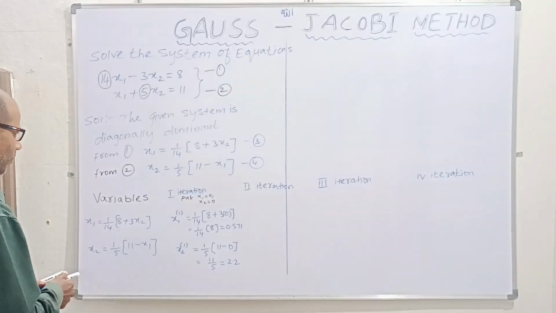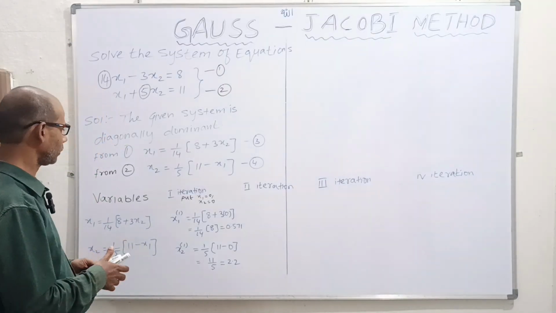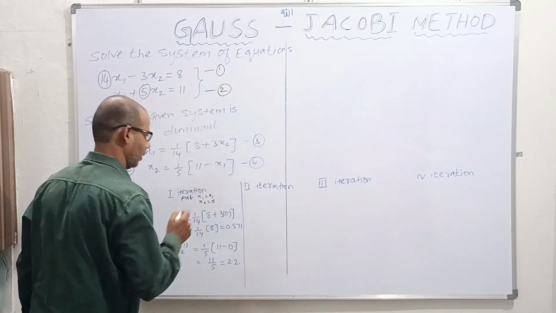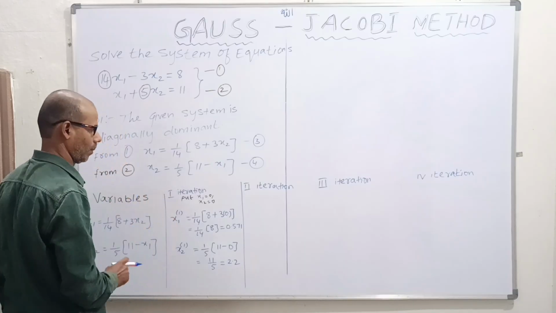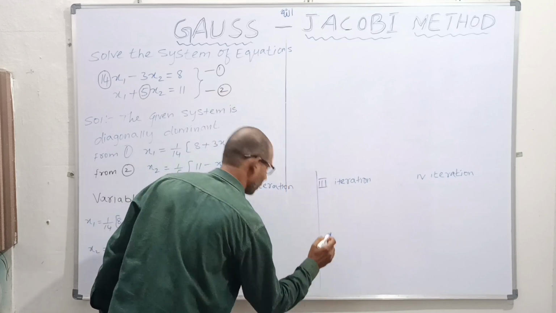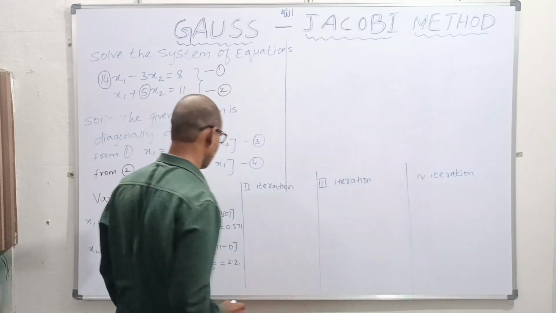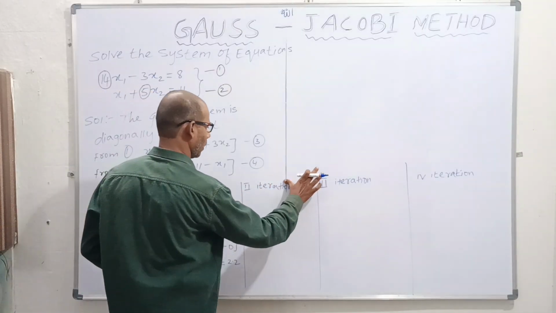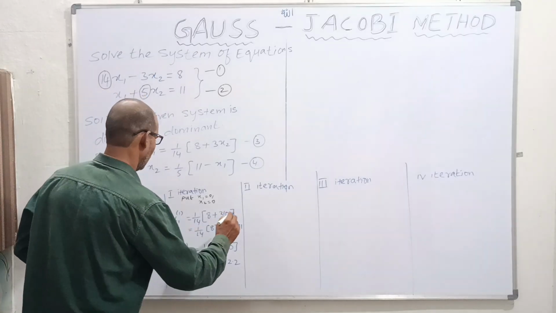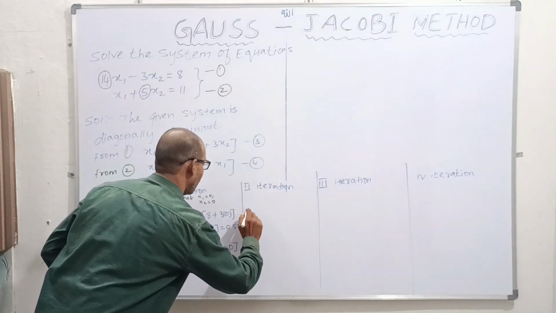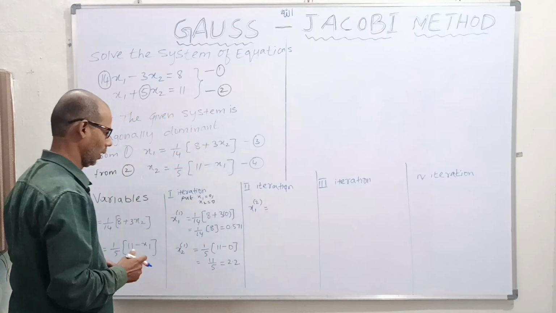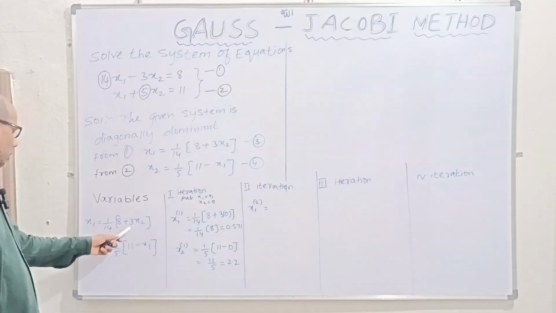So now coming to the second iteration. The second iteration of the first variable, what we have to do? Use the same equation.